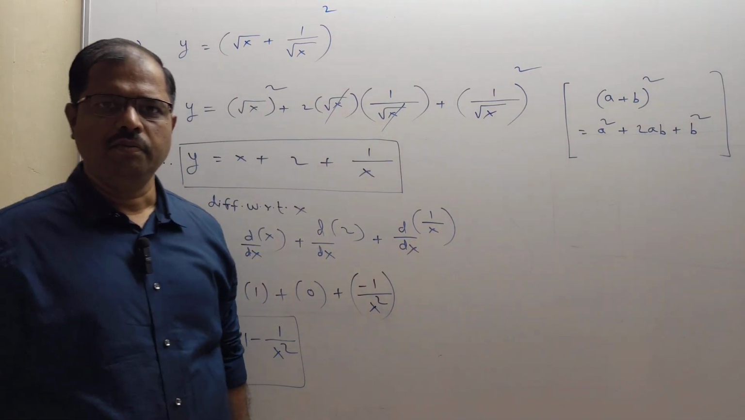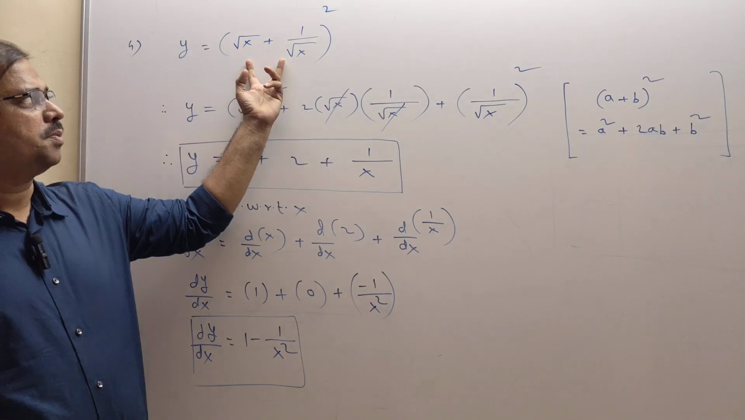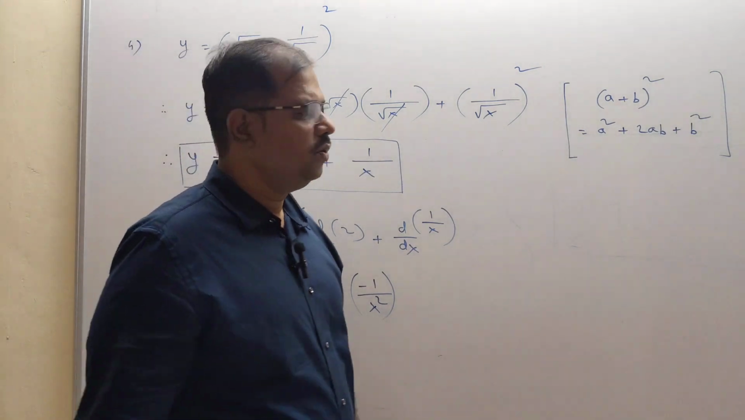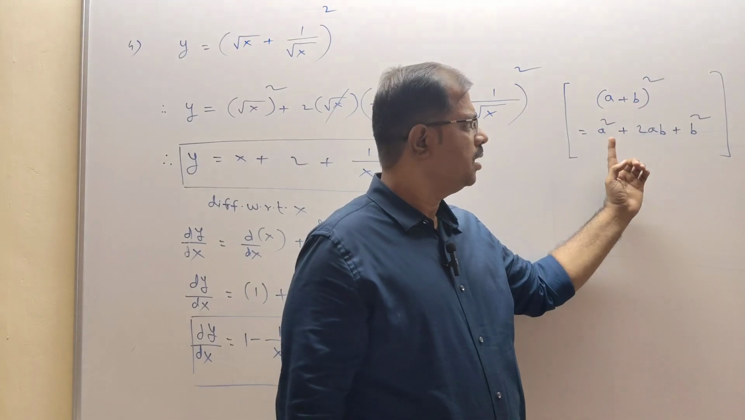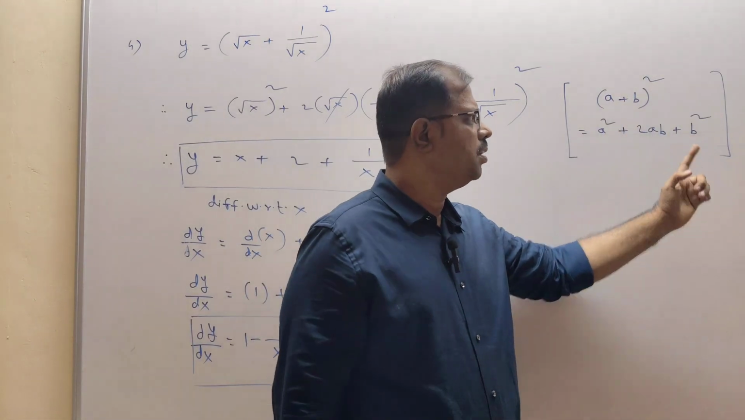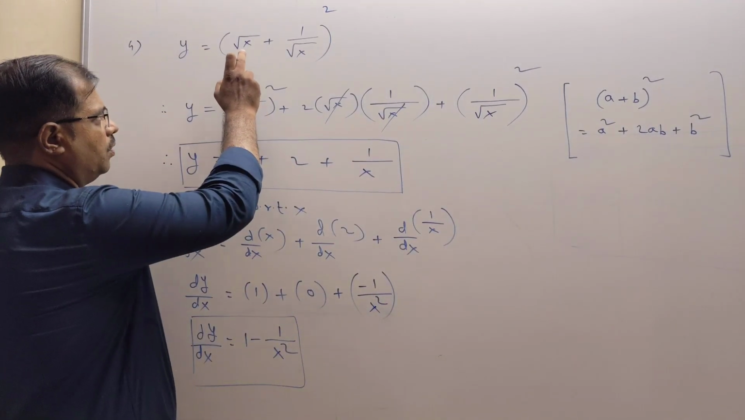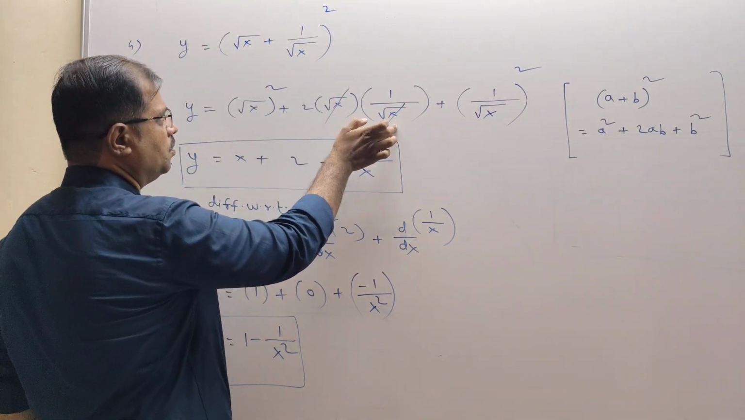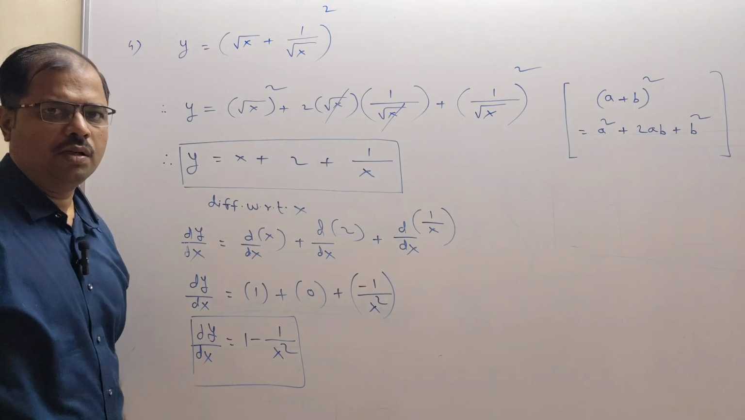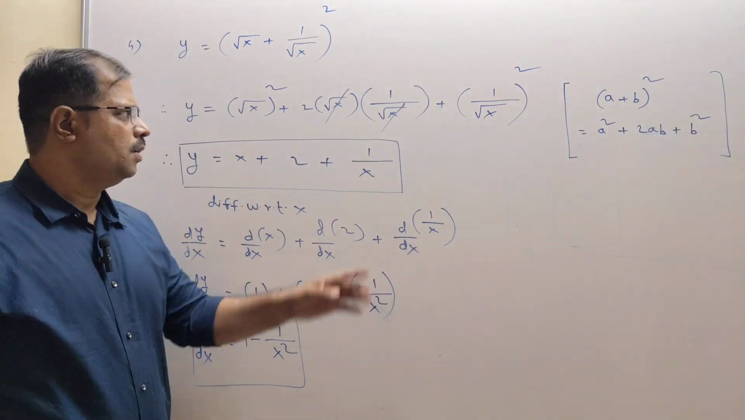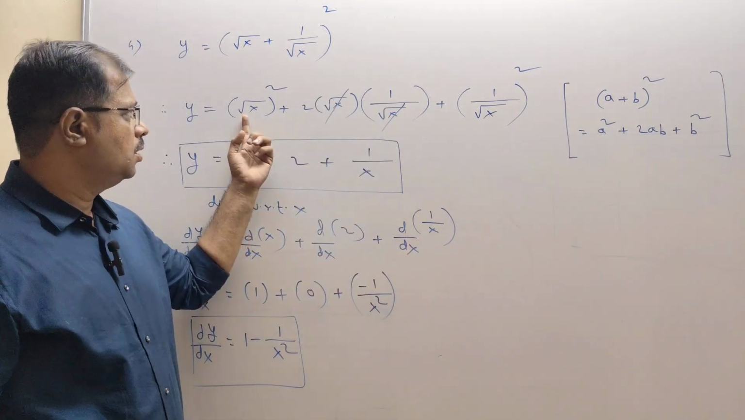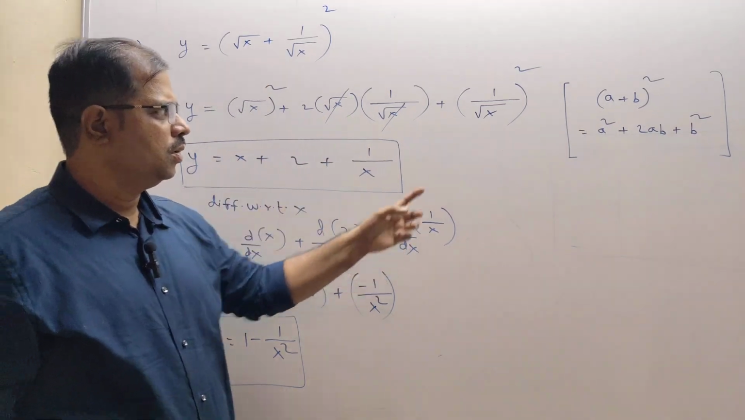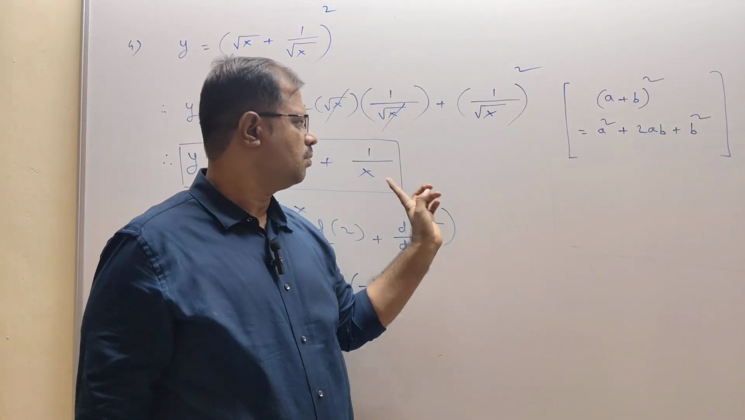First, in this problem, we have to expand this bracket such as (a plus b) square. We know that (a plus b) square is equal to a square plus 2ab plus b square. Therefore, (a plus b) square means (root x) square plus 2 into root x into 1 upon root x plus (1 upon root x) square. Root x gets cancelled, square root and square get cancelled, x. 2 ones are 2. (1 upon root x) square means 1 upon x.